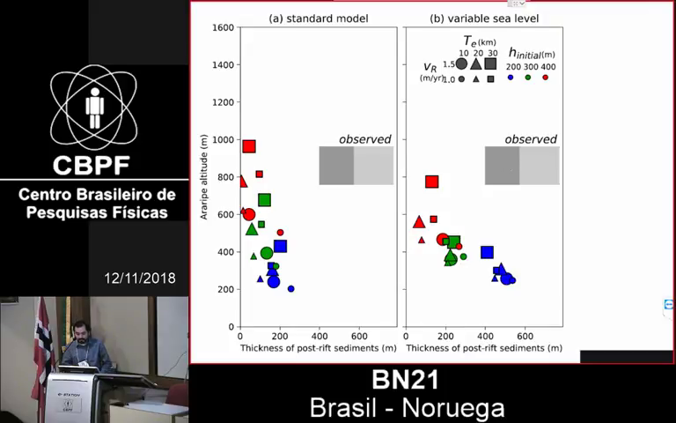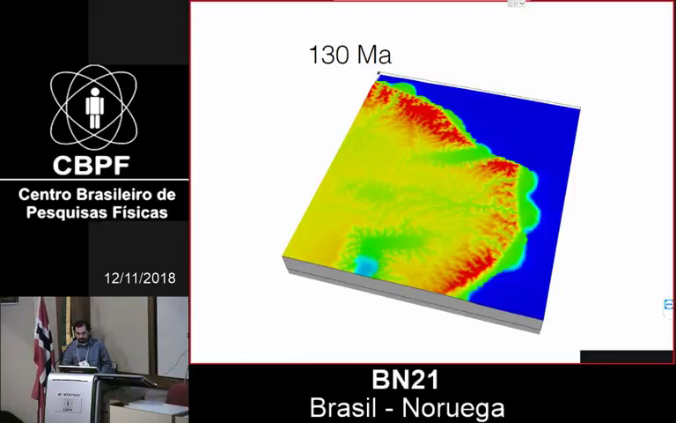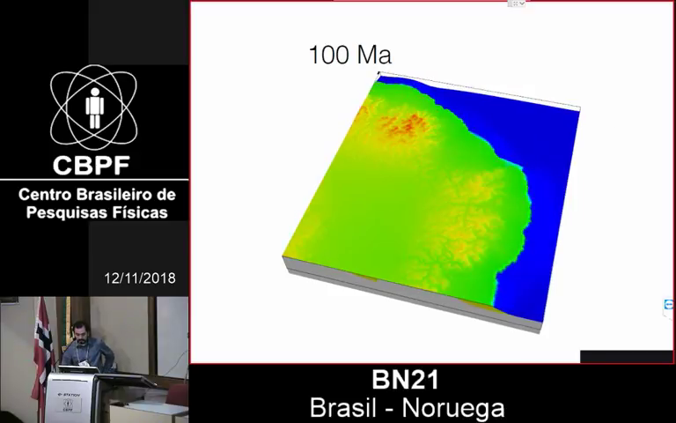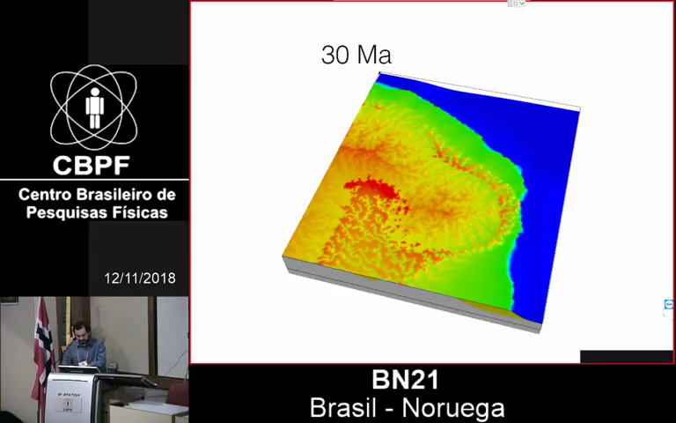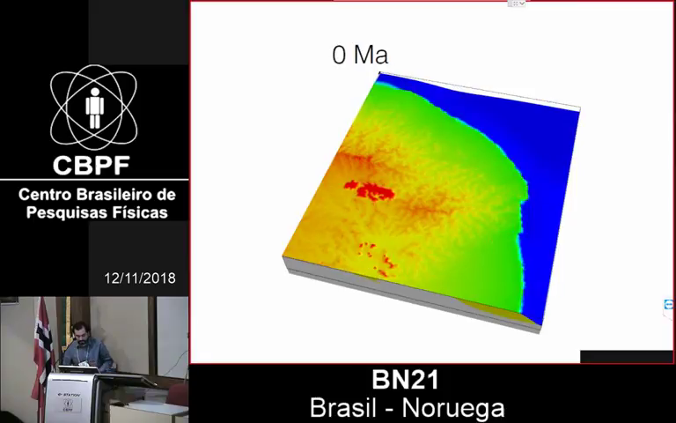And then in a final set of experiments, I incorporated a post-rift uplift of only 250 meters. And this is the simulation that I created. This is time in million years, and then we have this denudation. Then I imposed, in this simulation, 400 meters. But here we can see the formation of the Araripe.